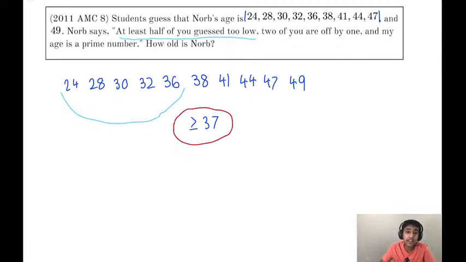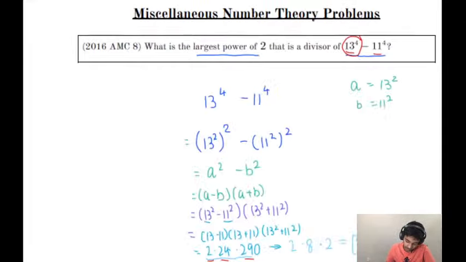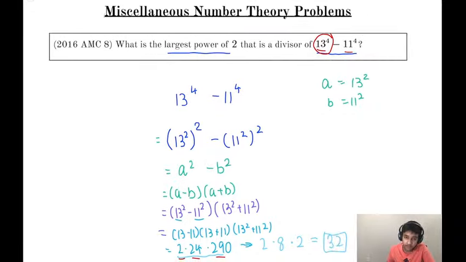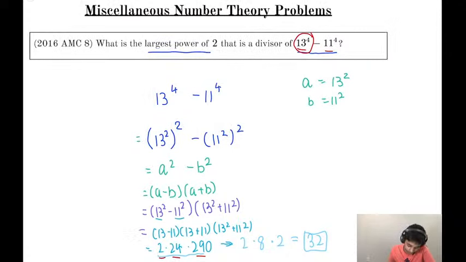His number has to be greater than or equal to 37. Somebody's asking, explain 2 times 8 times 2. So should I explain the 2 times 8 times 2 again? The idea here is that the maximum power of 2 that divides 2 is just 2. The maximum power of 2 that divides 24 is just 8. The maximum power of 2 that divides 290 is just 2.